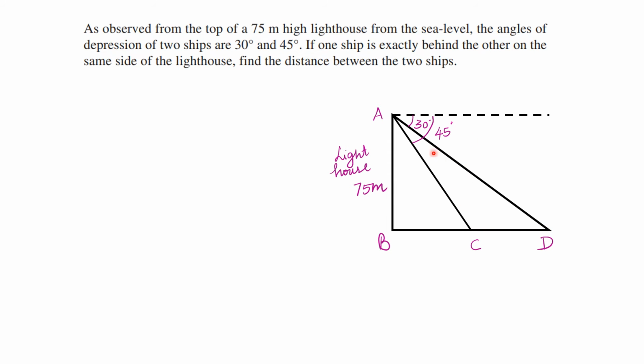Okay, and they are telling that the ships are found out in the angles of depression 30 degree and 45 degree. How to make 30 and 45? The smaller angle is 30 and the larger angle is 45. So you should remember that. Now we are going to see how we are going to solve the problem.